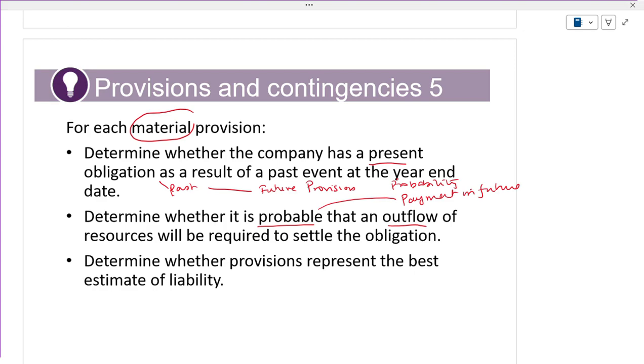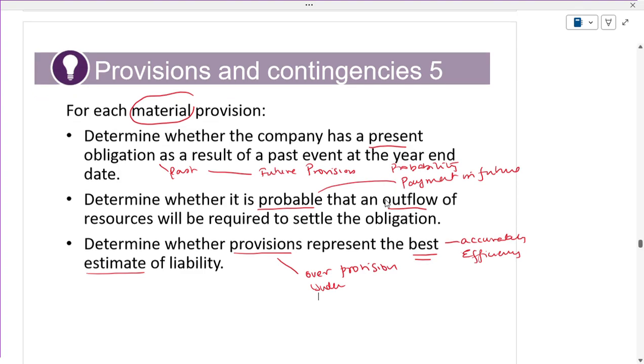When we are making the provisions, you are making the best provisions. It means we are making the provisions accurately, more efficiently, with more accuracy, with preciseness. Okay? It means you should not have any over provisions, and we should not have any under provisions. Fine. These are the provisions for contingencies.